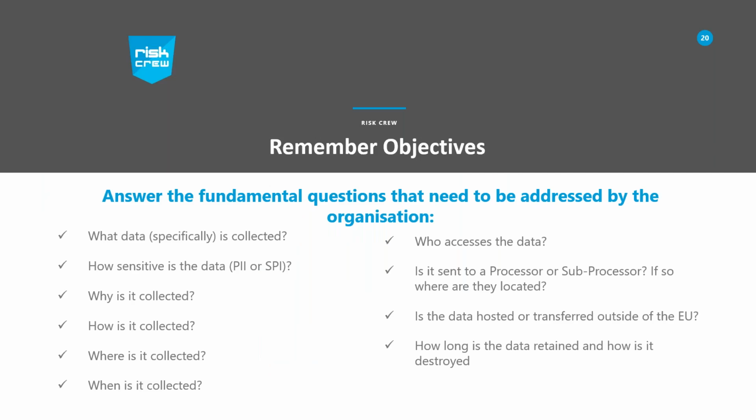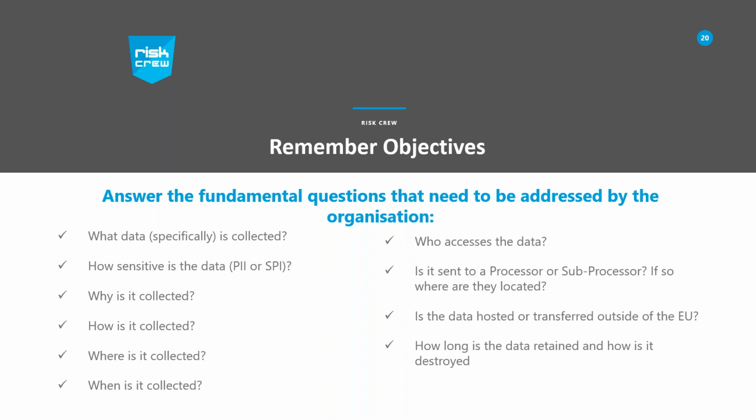So just coming back to our objectives, what we wanted to do was answer the fundamental questions that need to be addressed by the organisation. What data specifically is collected? How sensitive is the data? Is it just personally identifiable, or is it special category personally identifiable? Why is that information being collected? How is it collected? Where do we get the data from? When do we collect it? Who has access to that data?